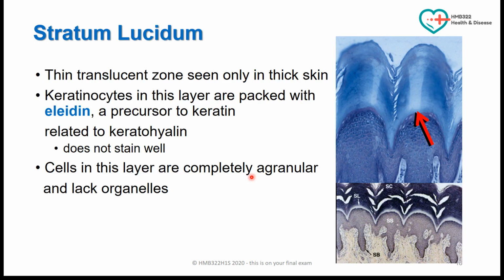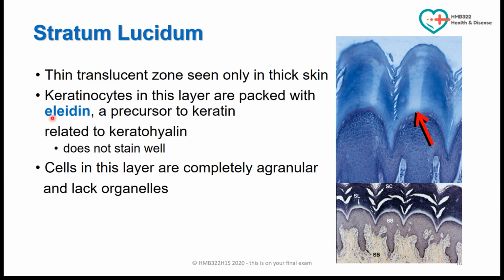So this gets into the stratum lucidum. So I mentioned that the stratum lucidum, we only see this in thick skin. I mentioned that we have molecules like keratohyalin. And one of the things that makes the stratum lucidum kind of unique is that we also will find in here this other molecule which is related to the keratin, related to the keratohyalin, and the precursor molecule in this particular layer that's only found in the thick skin and is characteristic of this thick skin is known as eleidin.